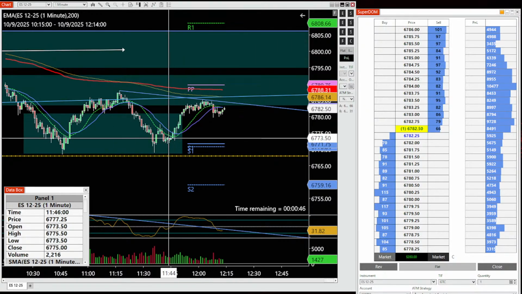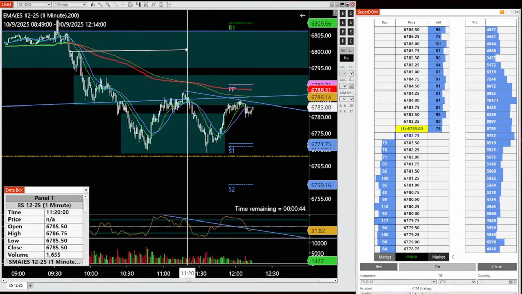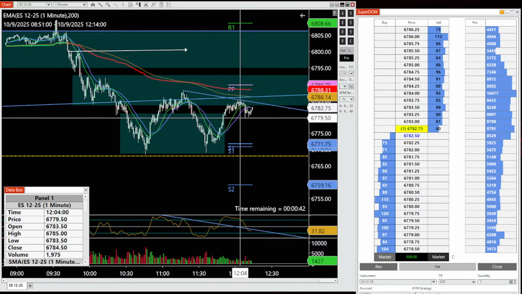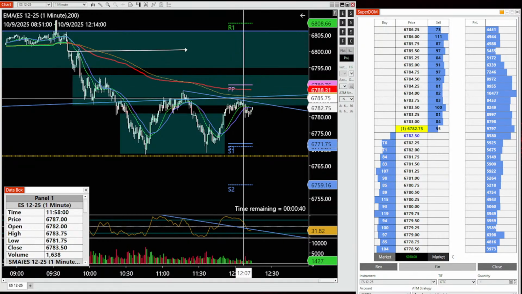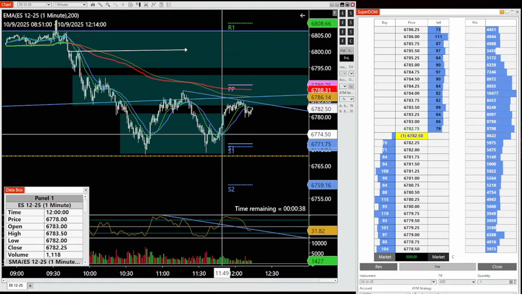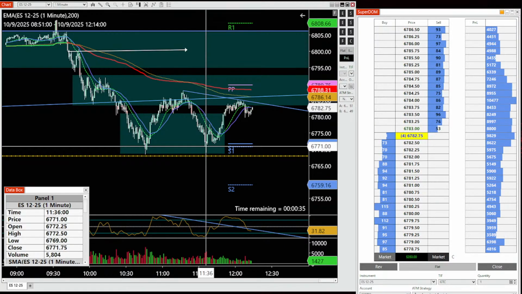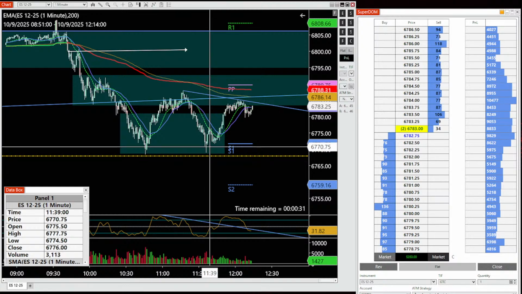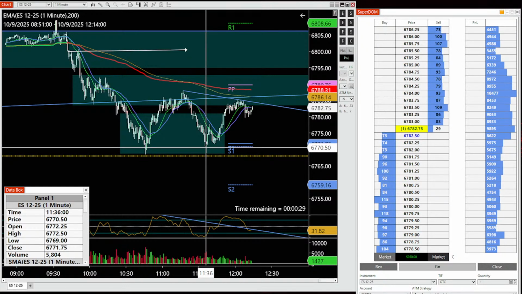Now, question. Cup and handle break, so it would be 85.69. I'll put it this way.